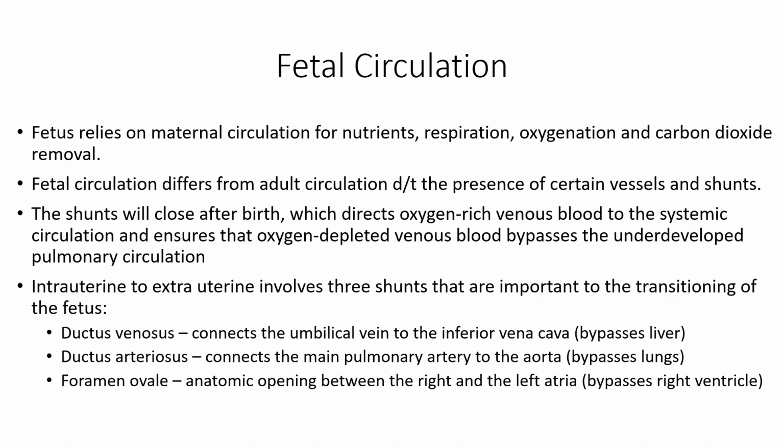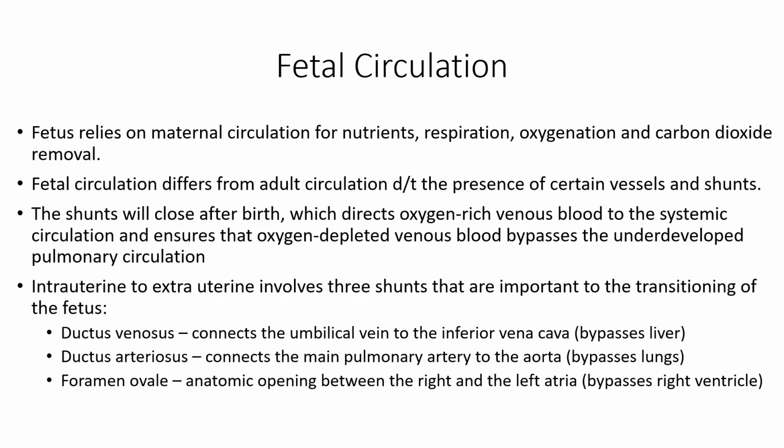Fetal circulation. The fetus relies on maternal circulation for nutrients, for respiration, for oxygenation, and also the removal of carbon dioxide. This is basically the lifeline to that baby. The fetal circulation differs from adult circulation due to the presence of the vessels and the shunts. There are 3 particular shunts for fetal circulation. One is the ductus venosus, second is the ductus arteriosus, and third is the foramen ovale.